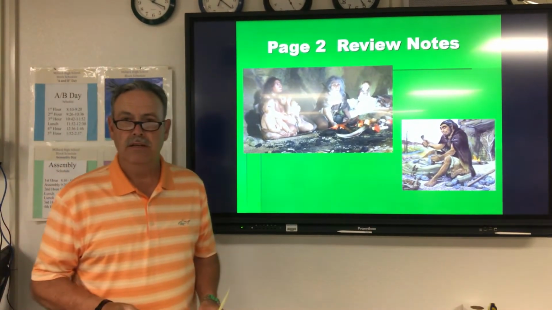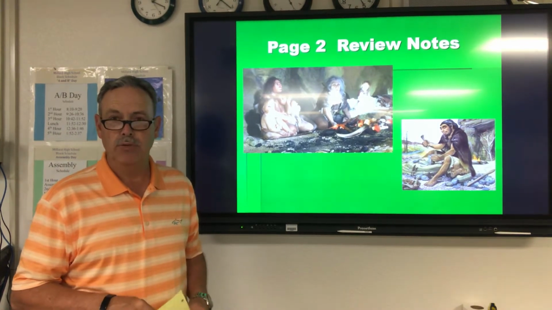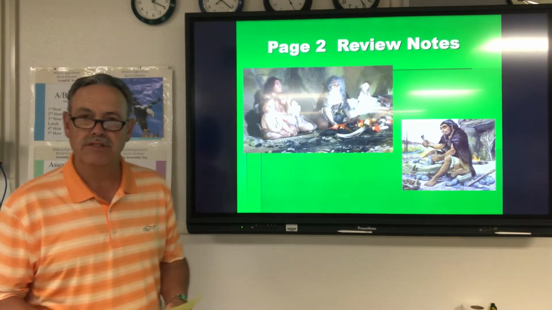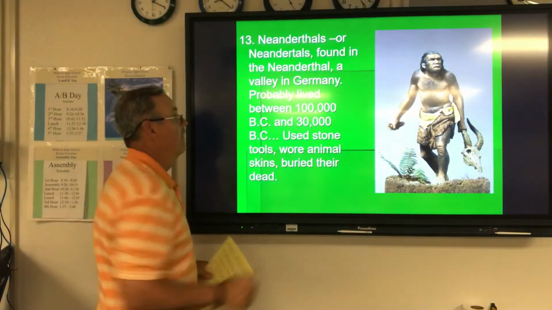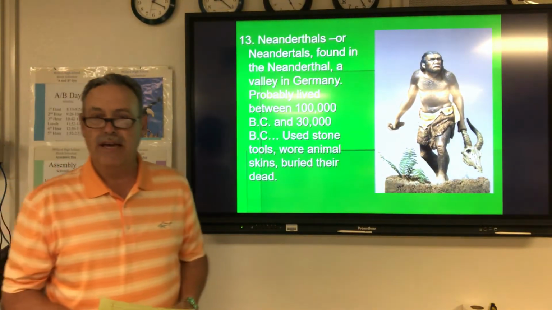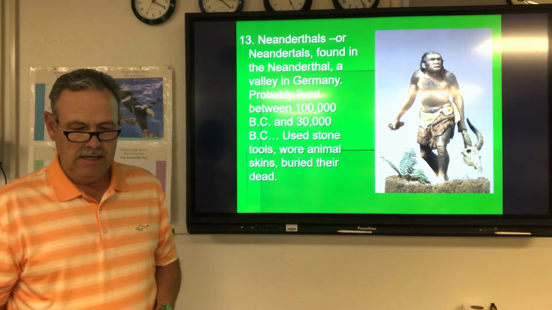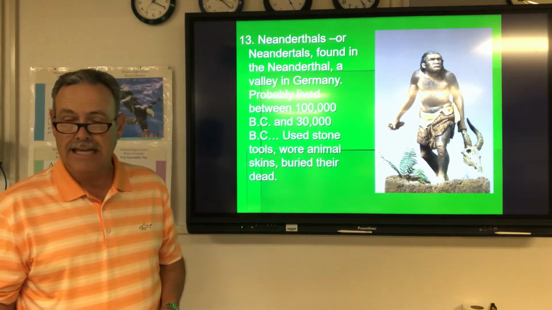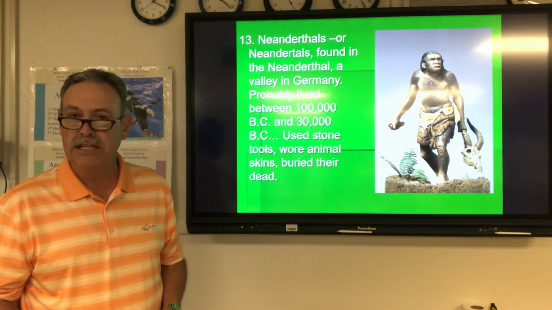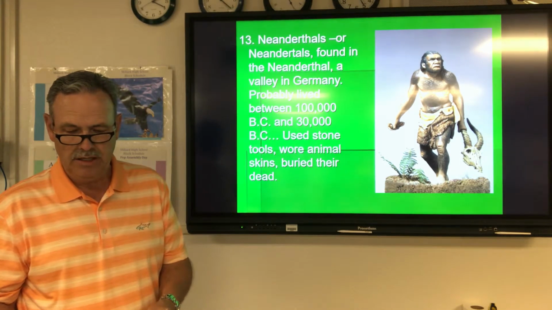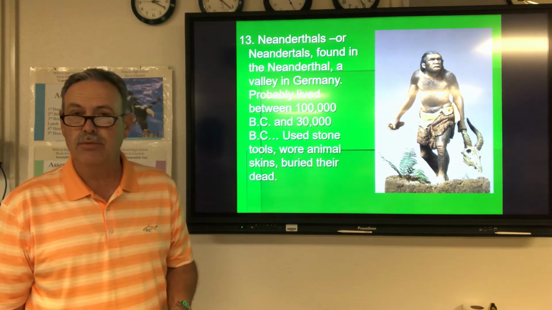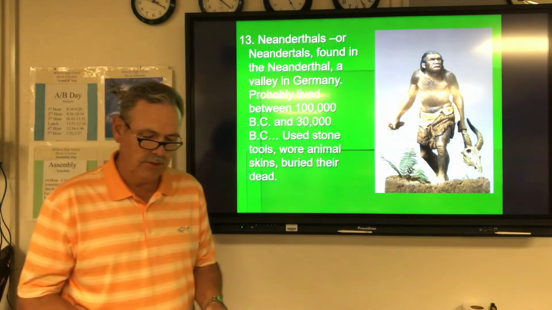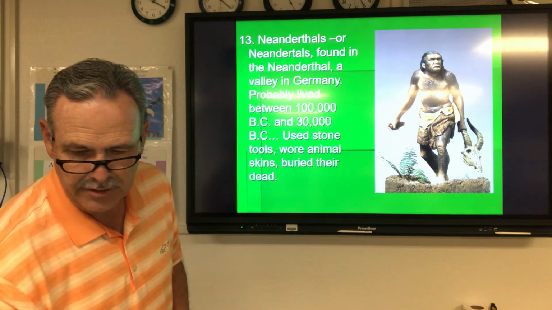Well, today we're doing page 2 of chapter 1 on early man for world civilizations. We start out with the Neanderthals. They were found in the Neander valley in Germany, and probably lived between 100,000 BC and 30,000 BC. This group used stone tools, they wore animal skins, and they buried their dead.